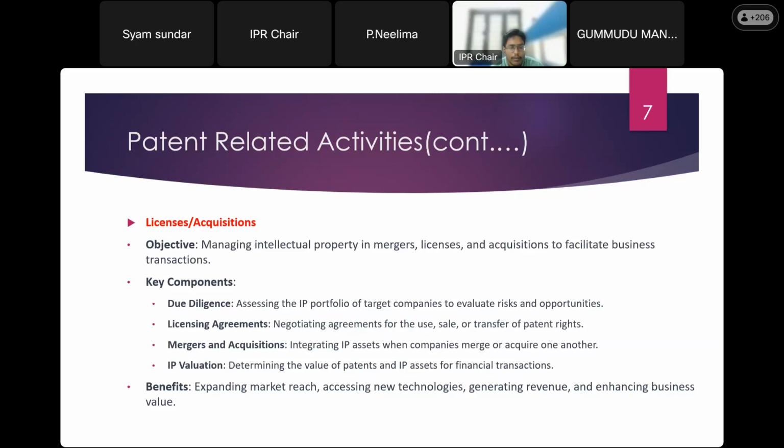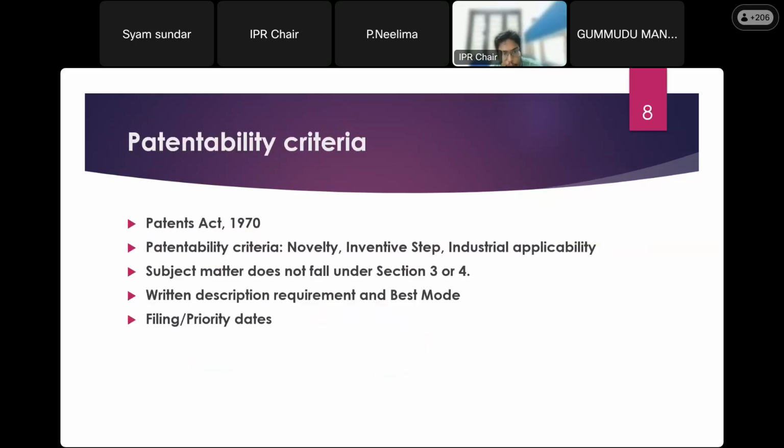So I'm just giving the prospectus so that you can choose the path in these areas as well. I'm just giving the information. So now let us come to patentability criteria.